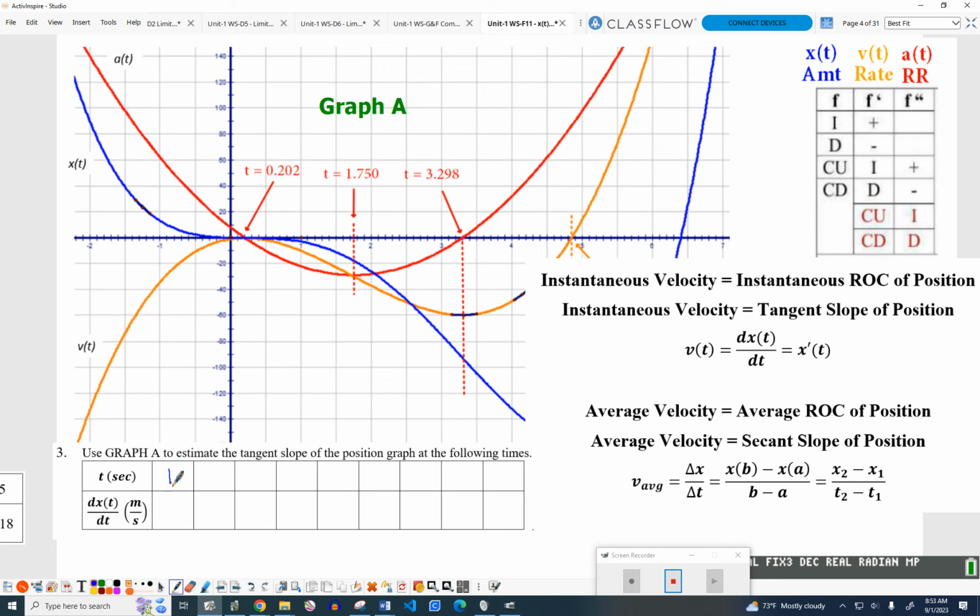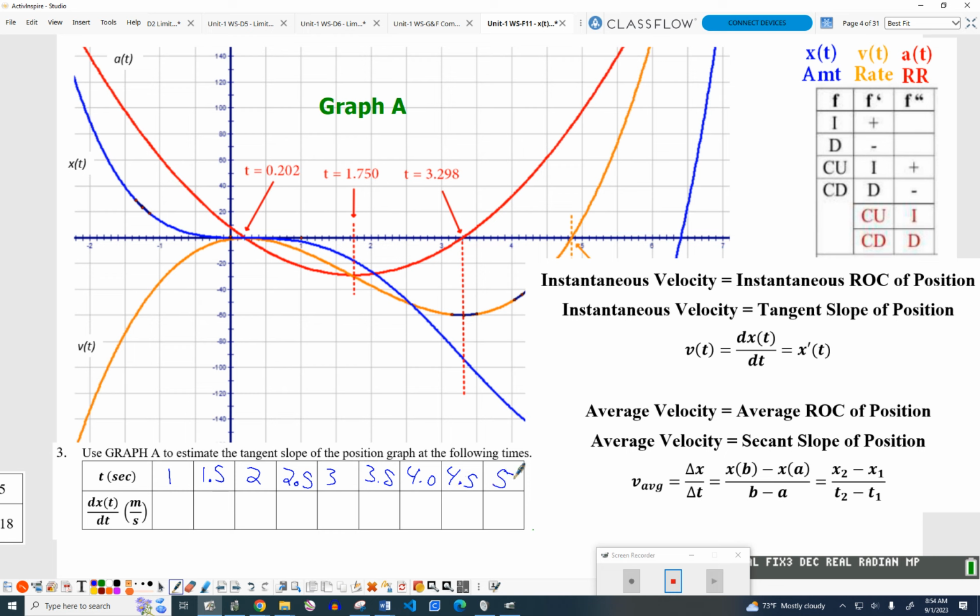You're going to write 1, 1.5, 2, 2.5. This should have been printed on the sheet, I just messed up. 3, 3.5, 4, 4.5, and 5.